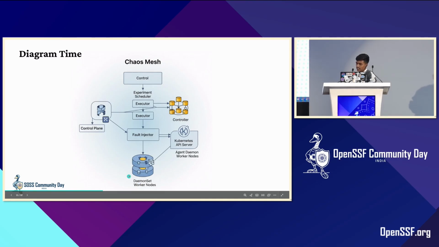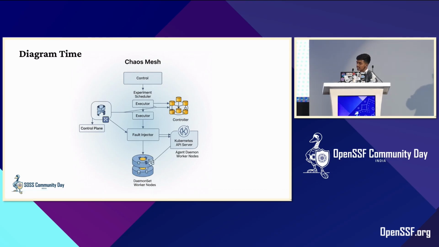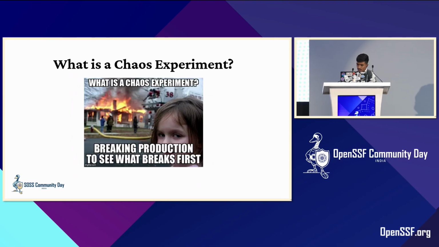So in the daemon set mode, it runs with all the privileged permissions by default. Basically, this component mainly interferes with the specific network device, file system, and also the kernel, by hacking into the target namespace pod. So yeah, what is a chaos experiment?